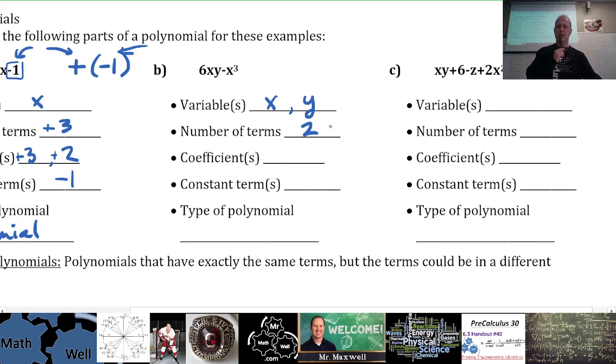Coefficients now. So what are the number parts of each of the terms? Or is there just one coefficient? What do you see? What would be the coefficient in this term? 6, right. Now, is there a coefficient in the second term, or do we say there's just none? Well, it has a minus in front of it, so that might indicate something. So minus what? What would the number part of this term be?